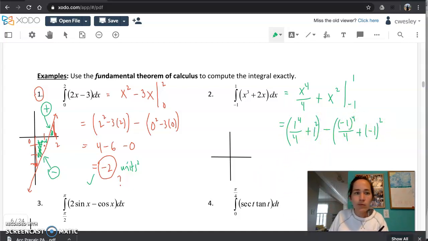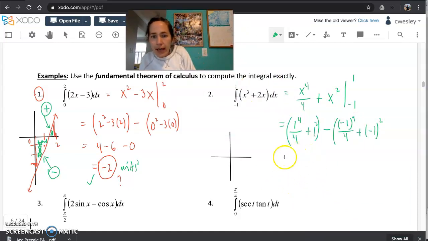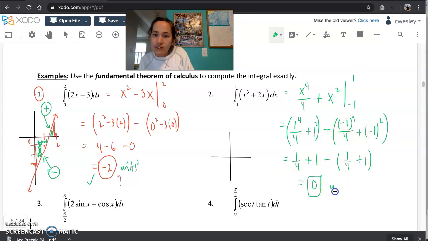All right, let me move myself out of the way a little bit here. And you get 1/4 plus 1 minus the same thing, right? 1/4 plus 1, so minus positive 1/4, because that negative is raised to an even power, plus 1. You get something minus itself. The answer for this is 0 or 0 square units. Can that be an area? Do we agree with that?